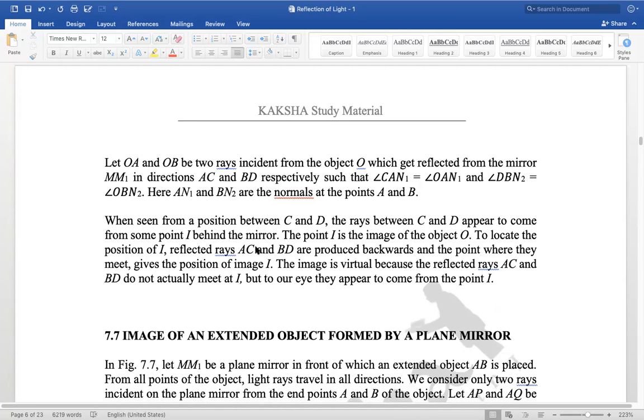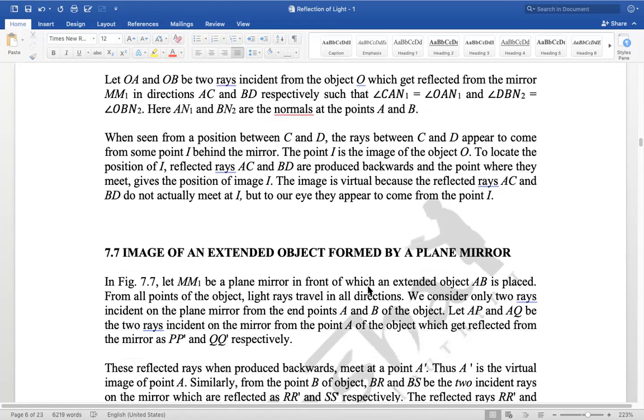To locate the position of I, reflected rays AC and BD are produced backward, and the point where they meet gives the position of image I. The image is virtual because the reflected rays AC and BD do not actually meet at I, but to our eye, they appear to come from the point I.